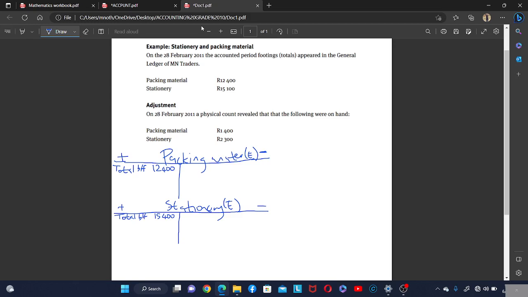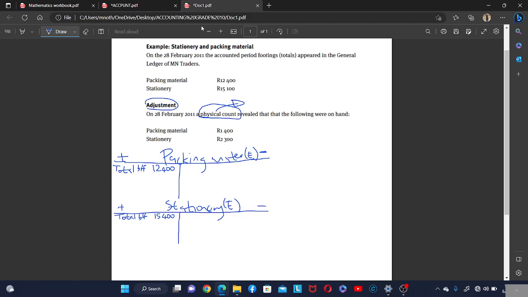Okay. Now, what are they saying in the information adjustment? On 28 February 2011, a physical stock count. Now, what is a physical stock count? A physical stock count is when the business is counting the stock of the business one by one, meaning that they count an item one by one, they check. Okay, so they are counting one by one.